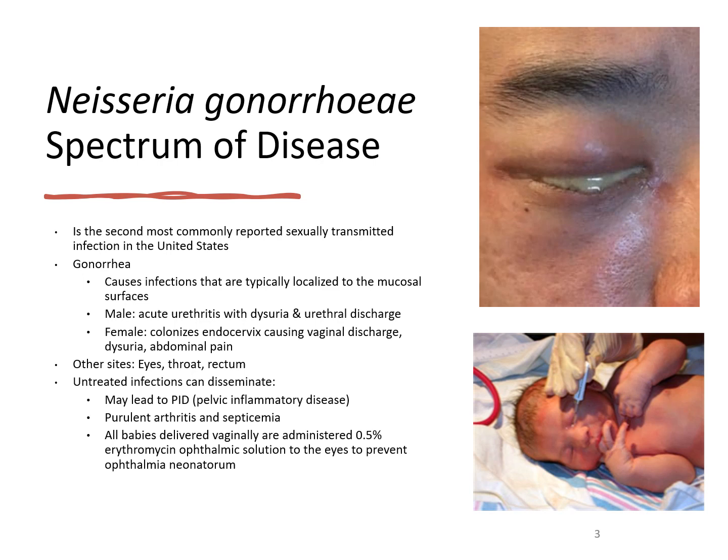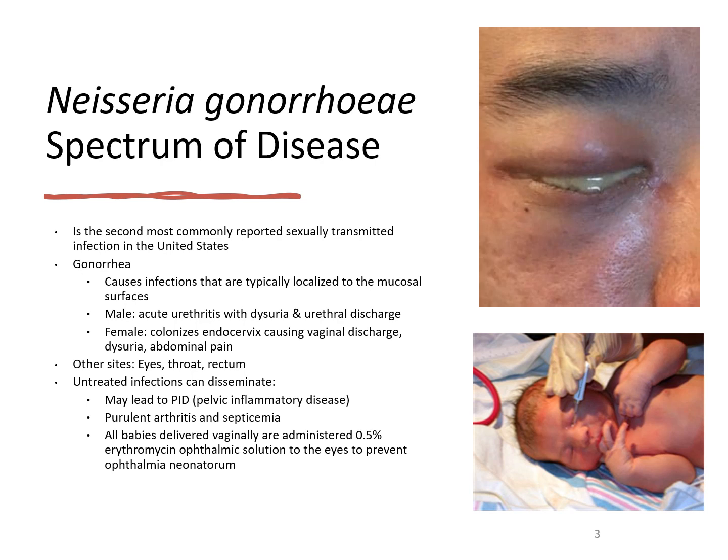Neisseria gonorrhoeae is the second most commonly reported sexually transmitted infection within the United States, and this causes the infection that we know as gonorrhea. This infection is typically localized to the mucosal surfaces, and males usually exhibit urethritis with dysuria and urethral discharge. In females, this organism will colonize the endocervix and cause vaginal discharge, dysuria, and abdominal pain. This organism can also infect other sites like the eyes, the throat, and the rectum.